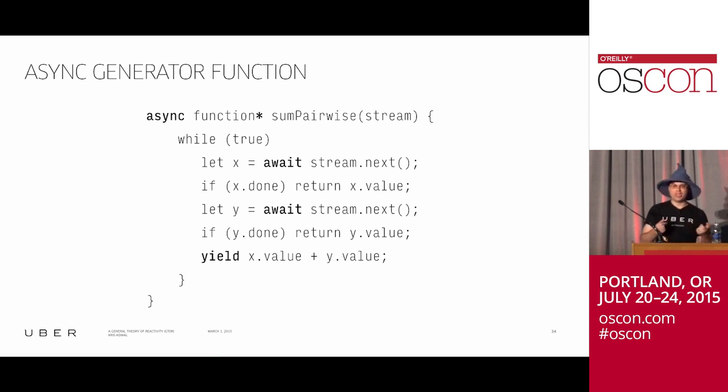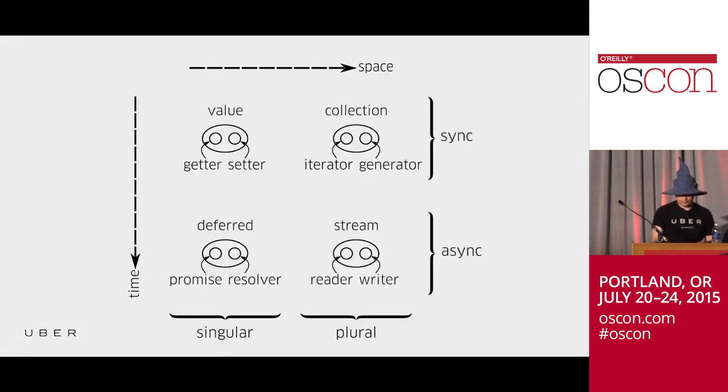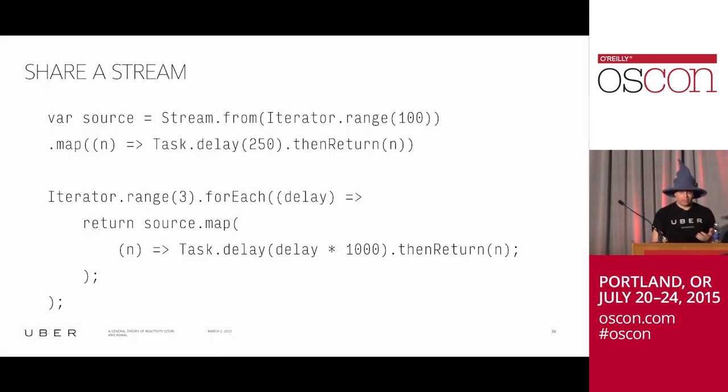We're going to use both the async and the star. We're going to use both the yield and the await. This thing is going to pause on promises and resume when those promises are resolved. And when it hits yield, it's going to provide the value to the asynchronous iterator that it has returned. So that is a general theory of reactivity. Those are the four primitives you've got. I have some uncanny visualizations that were implemented with a prototype of what this should look like in the language.